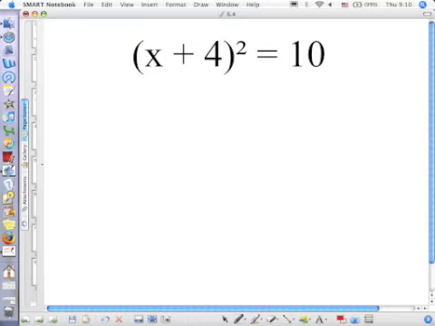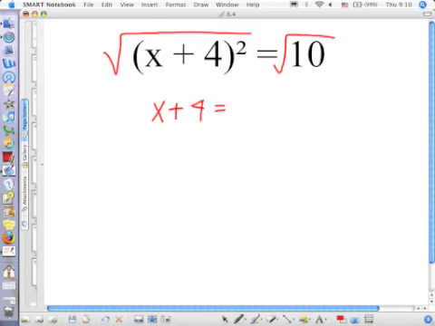Imaginary numbers? No, there's no imaginary numbers. You have a radical in your answer. Okay, because you can't simplify the square root of 10. When we take the square root of both sides, we have x plus 4 is equal to plus or minus the square root of 10. It's got a 2 and a 5 in it, and none of that can come out from under the radical. So I have to leave it as the square root of 10.